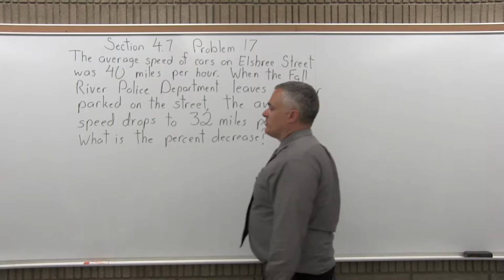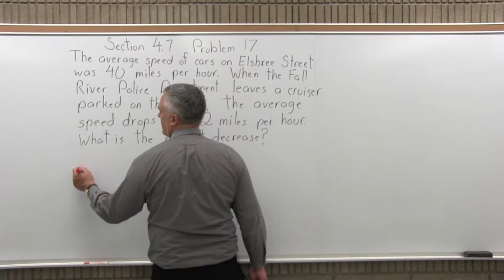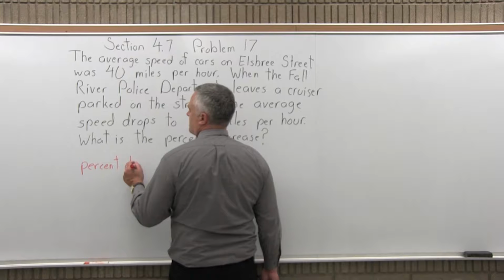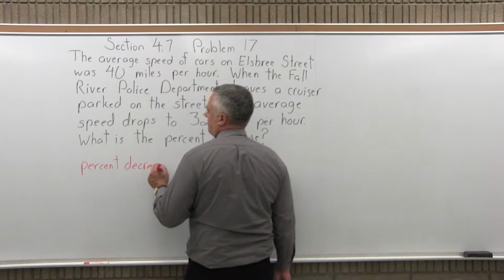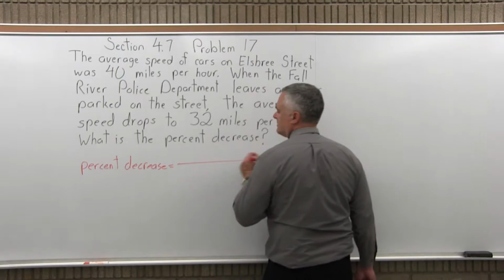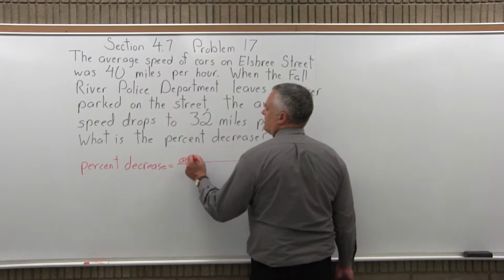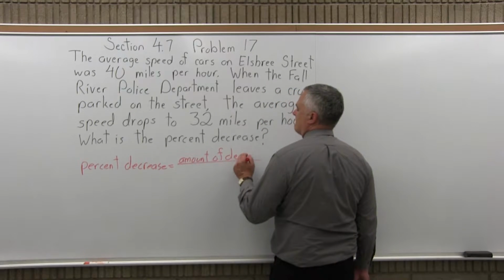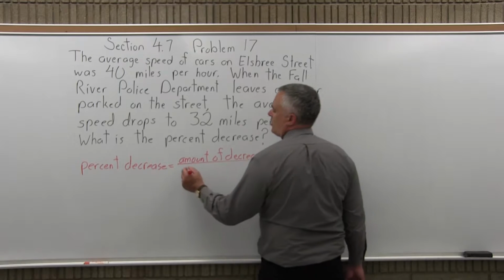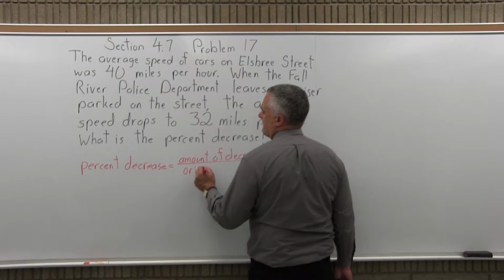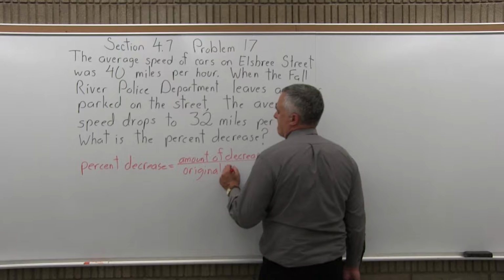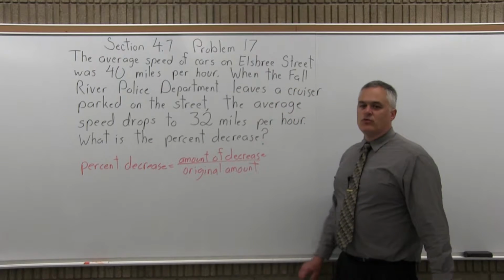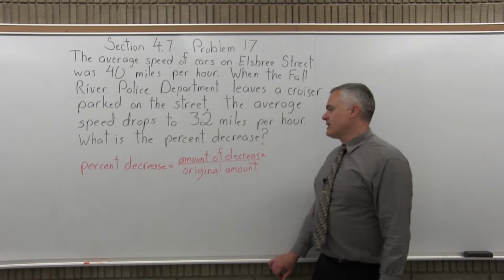So we have a formula for percent decrease, and that formula is percent decrease equals amount of decrease over original amount. That's the formula. It's a fairly easy formula.